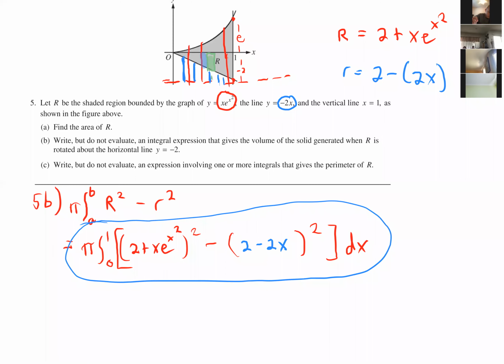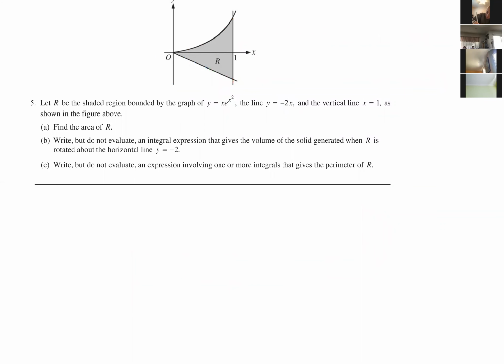Okay, anything else on number 5? So, Mr. Morrison, if you were to rotate something around a vertical line, you're going to have to change it in terms of y and change the limits of integration. So if you had something like this, let's just use this problem. Say you wanted to rotate it around the y-axis. Then your rectangles would go like this.